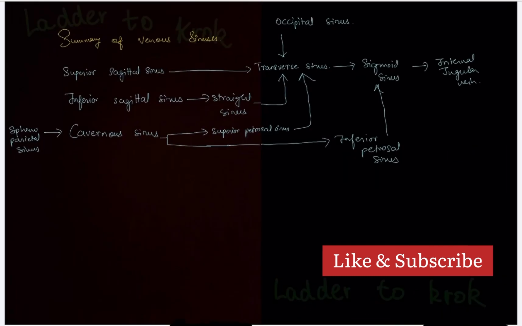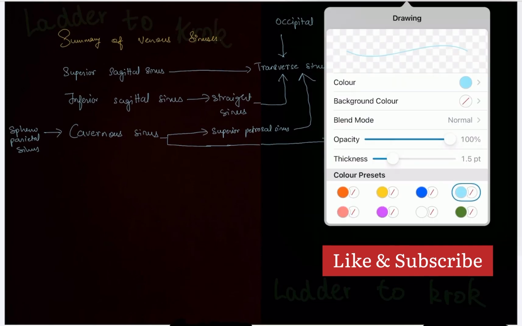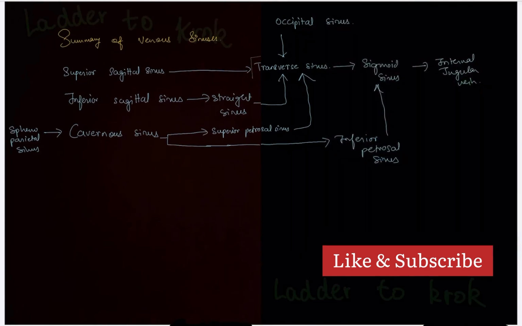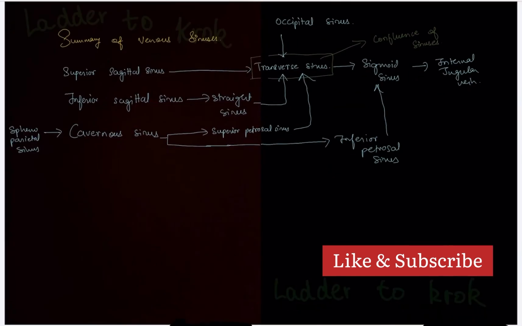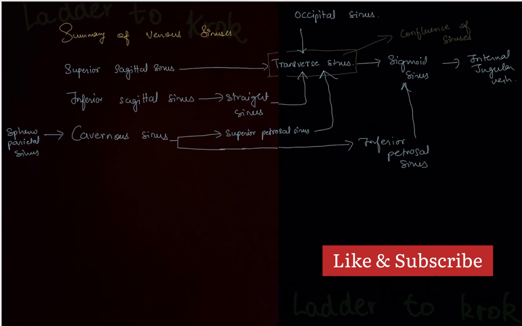So this is the review or the summary from where you can learn. And then this transverse sinus, where all of them were meeting, is called the confluence of sinuses. Understood? See, occipital opening, superior sagittal opening, straight sinus opening, superior petrosal opening. So this is the confluence of sinuses. I hope everything is clear now.